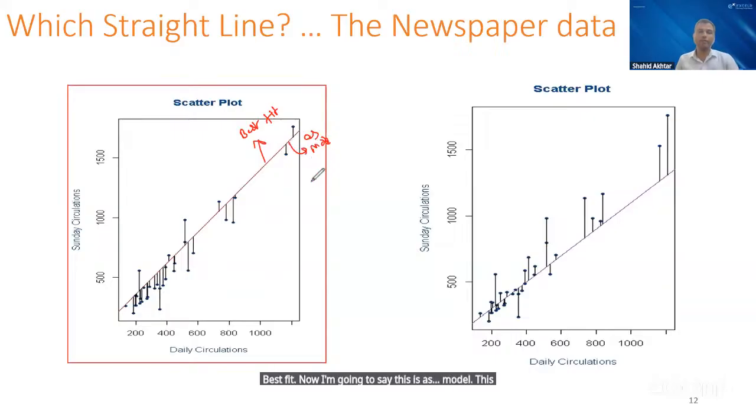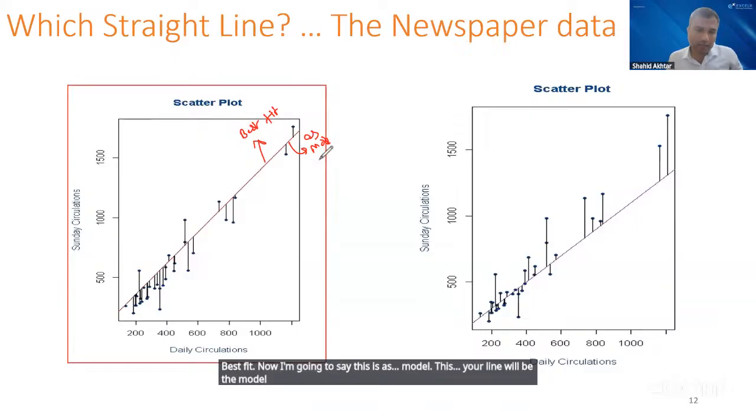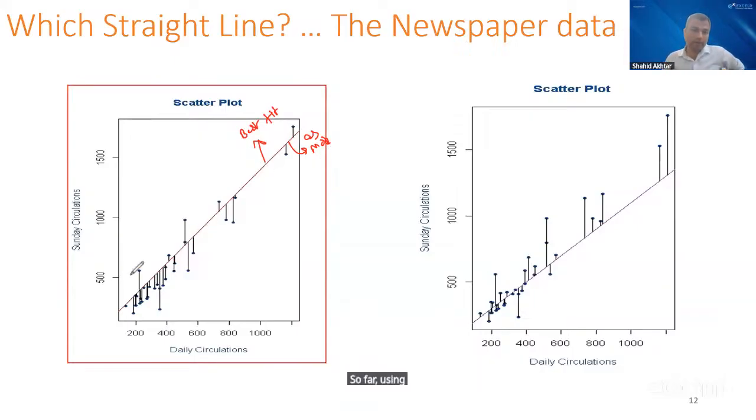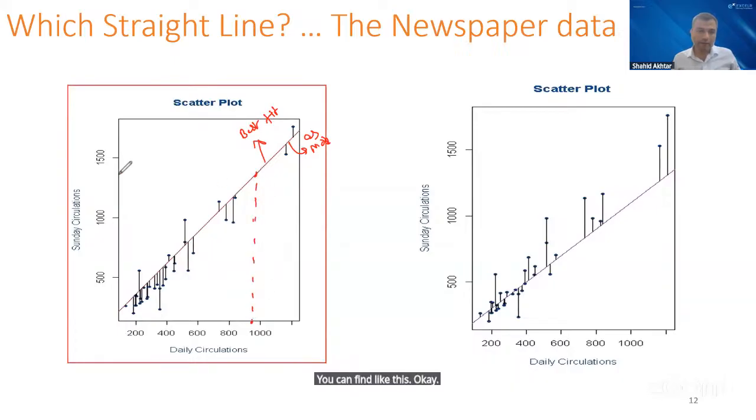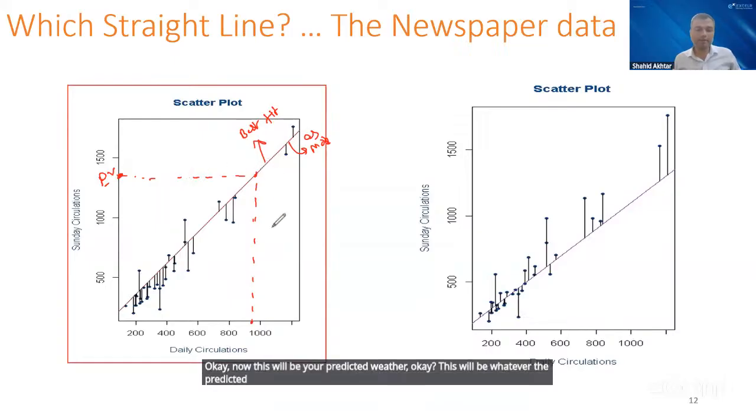This line will be the model, the regression model. Using this model or this line, you can predict for any value that is not in our data set. Let's say that here there is no value, so you can find it like this, and you will go and find it. Now this will be your predicted value, whatever is predicted by this straight line for this particular data.